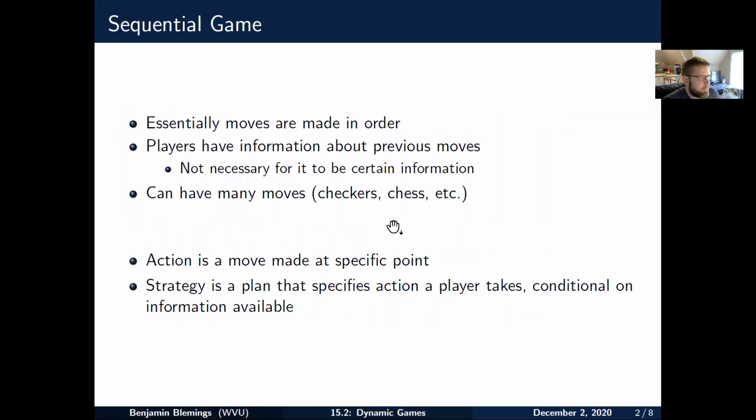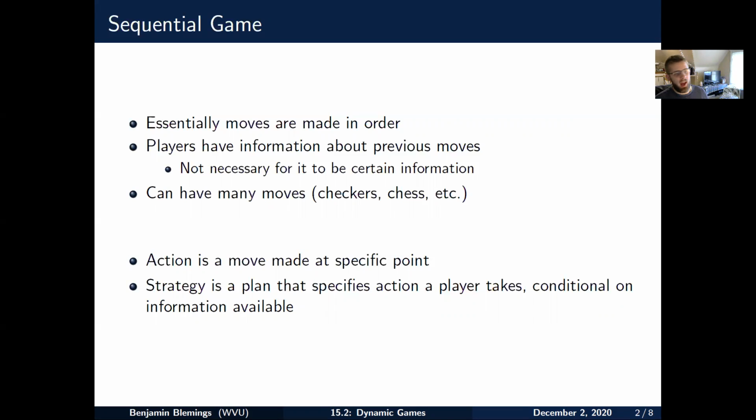All right. So in a sequential game, essentially moves are just made in order, and you have some information about previous moves. It's not really necessary for this to be certain information. You can have some probability that your opponent made some other move if you can't see it. We're not going to go there. It's kind of complicated. These games can have many moves. Like chess, lots of moves. Checkers, not as many, still a lot.